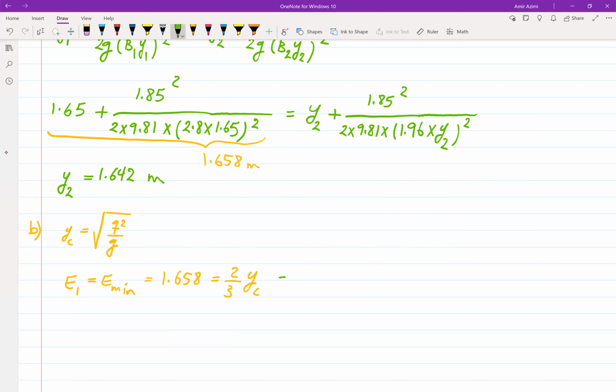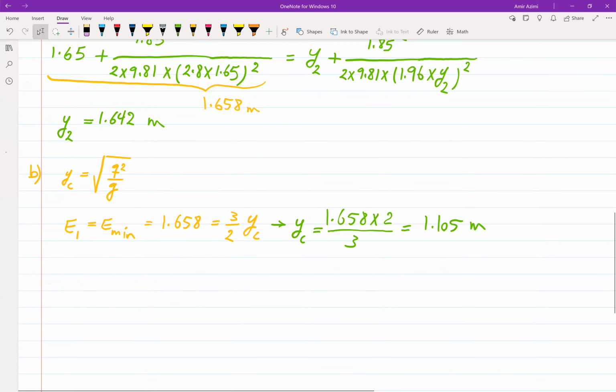So here I have 1.658 times 2 divided by 3, which is equal to YC, and this gives you 1.105 meter.